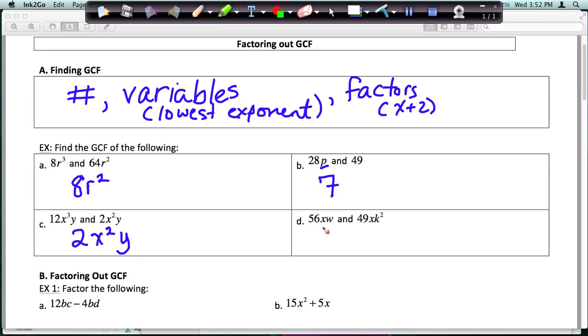For the last one, 56 and 49, the GCF is 7. And then they both have an x, and that's the only variable they both have in common. So it has to just be whatever they have in common. And that's it.